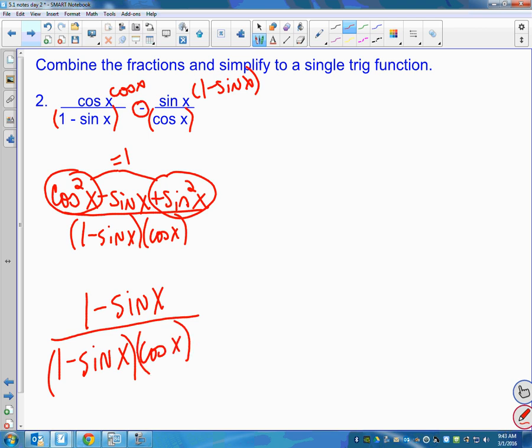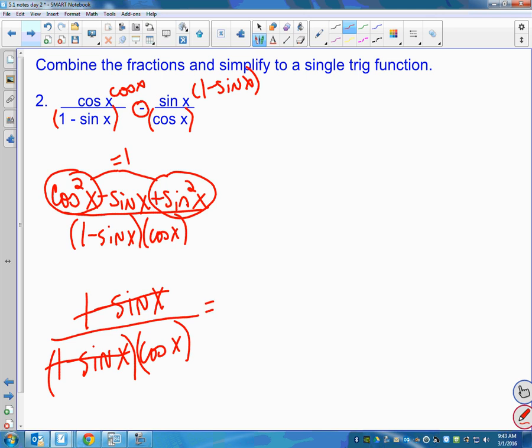You agree with that? So do you see something else we could do now that we did that? I can't break up addition, subtraction, and a fraction, but I can cross out entire factors, right? So now I have a 1 minus sine x on the top and a 1 minus sine x on the bottom. So I can cross those out.